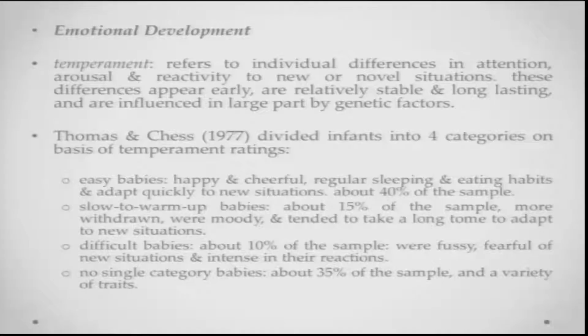Thomas and Chess, 1997, divided infants into four categories based on temperament ratings. So they could measure temperament. They could say that four kinds of temperaments can be observed. Let me very quickly tell you about them. Easy babies are happy and cheerful babies. They have regular sleeping and eating habits.